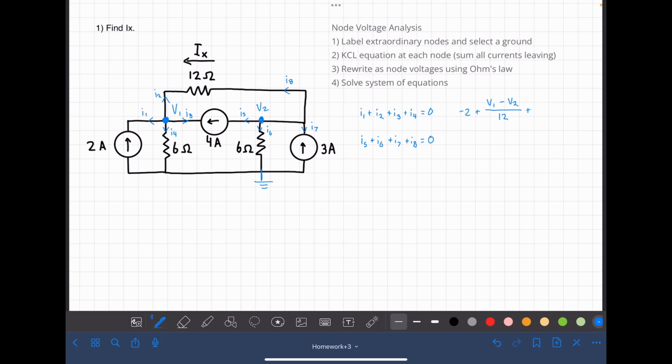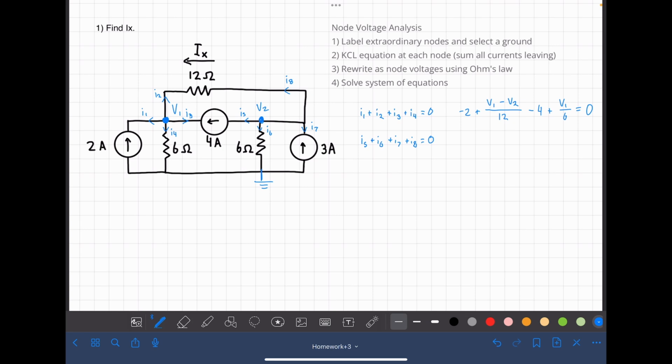Then we'll do that for I3 right here. I3 is similar to I1. We have a current source going in the opposite direction. So I know that is not plus, that is minus 4 amps. Then I4, the voltage difference across here is V1 to ground. So V1 minus 0, we're just going to write V1 over 6 over here.